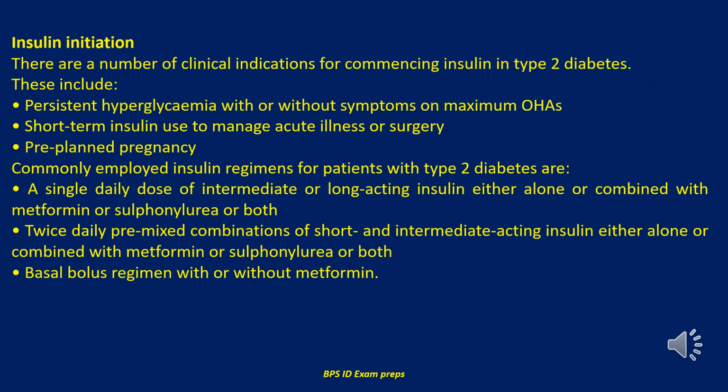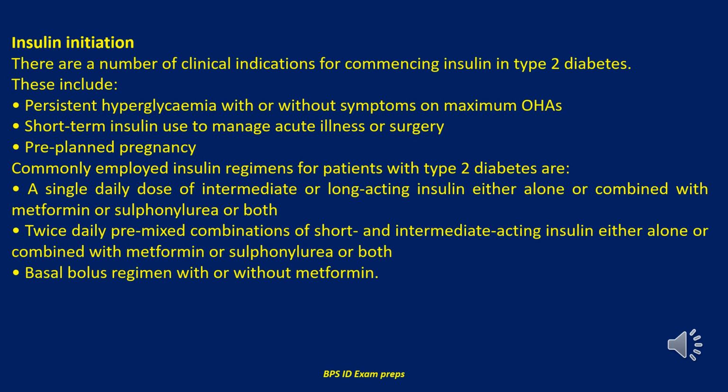There are a number of clinical indications for commencing insulin in type 2 diabetes. These include: 1. Persistent hyperglycemia with or without symptoms on maximum OHAs. 2. Short-term insulin used to manage acute illness or surgery. 3. Pre-planned pregnancy.